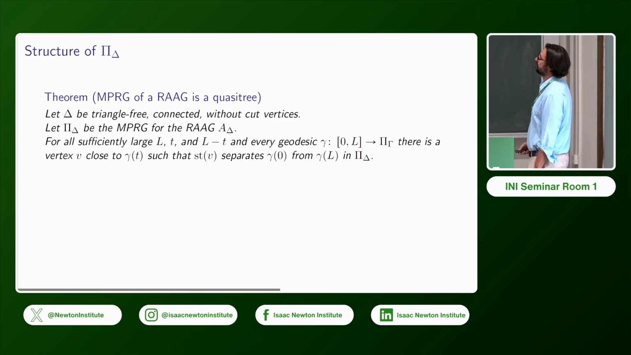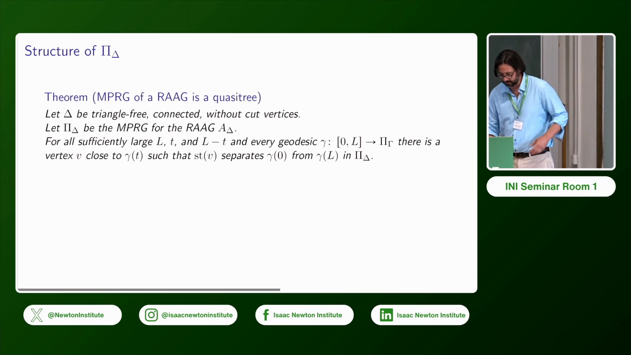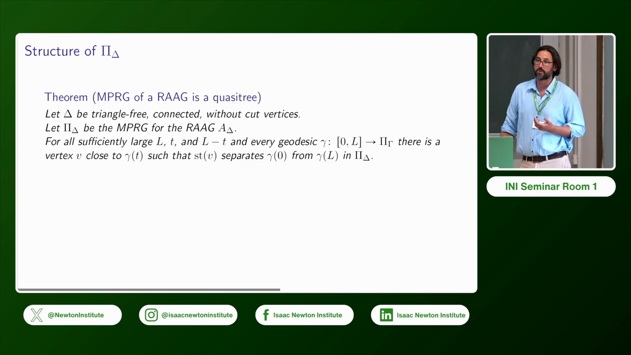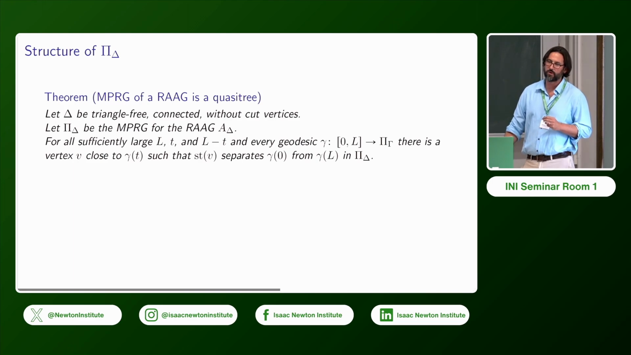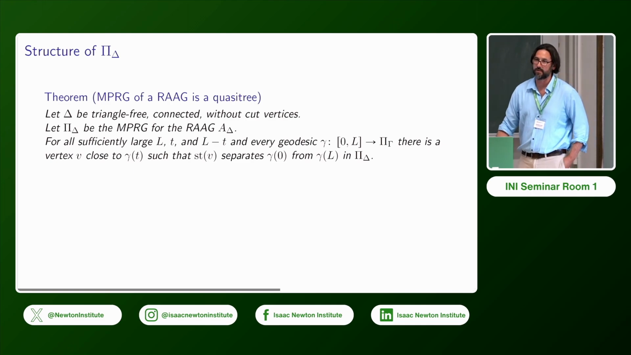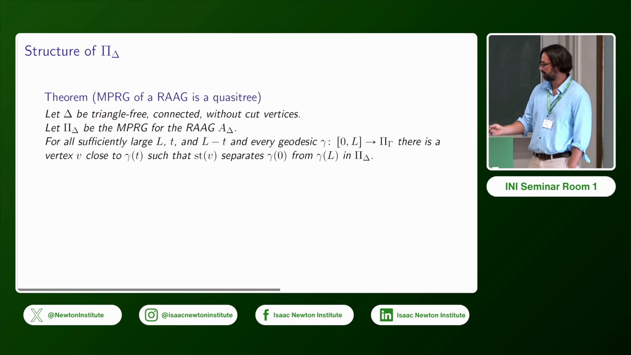Okay, so this theorem is basically in Sang-Rock's paper, just not stated quite like this. So the maximal product region graph for a RAG is a quasi-tree, but it's a quasi-tree in a particularly nice way. So what does that mean? If you were a tree and you take a geodesic segment, then every vertex in the interior of that segment separates the two endpoints. Right? In a tree, there's no way to get around vertices that lie on a geodesic between 2 points. So that's a zero bottleneck condition for trees.